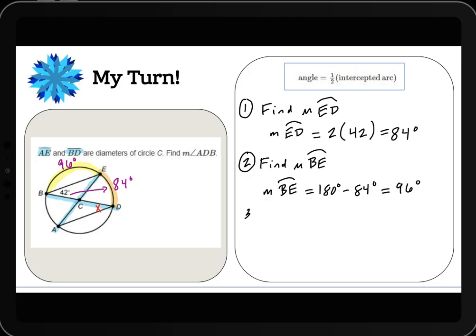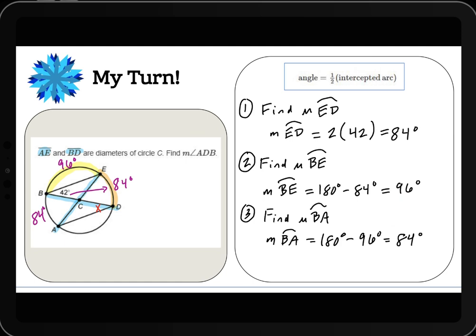Then number three. For number three here, we're going to find the measure of the arc BA. So to find the measure of the arc BA, look at the fact that this forms a semicircle. If that forms a semicircle, then in order to find the measure of the arc BA, I can take 180 degrees and subtract 96 degrees. Now we know that that equals 84 degrees.